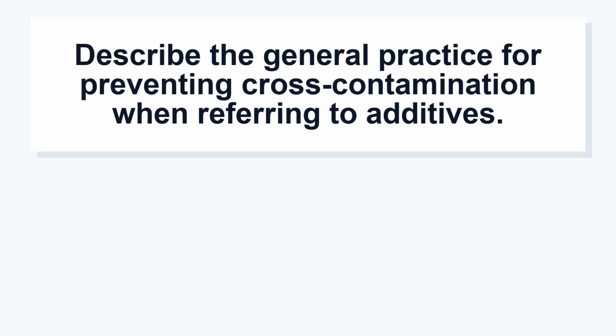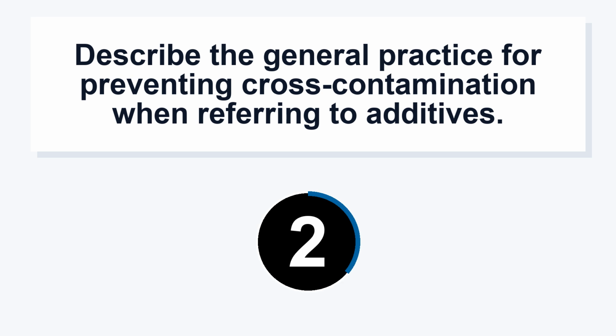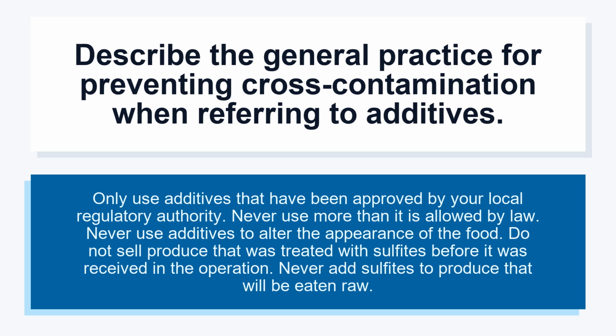Describe the general practice for preventing cross-contamination when referring to additives. Only use additives that have been approved by your local regulatory authority. Never use more than is allowed by law. Never use additives to alter the appearance of the food. Do not sell produce that was treated with sulfites before it was received in the operation. Never add sulfites to produce that will be eaten raw.